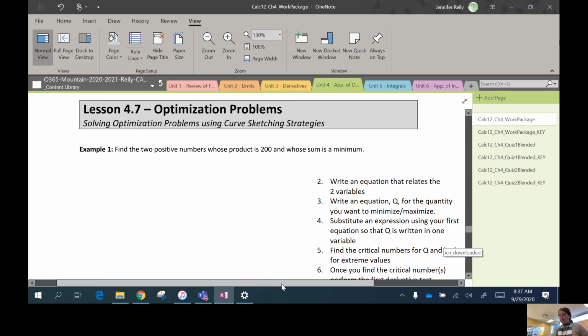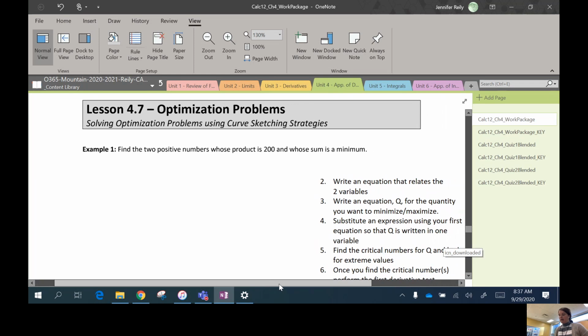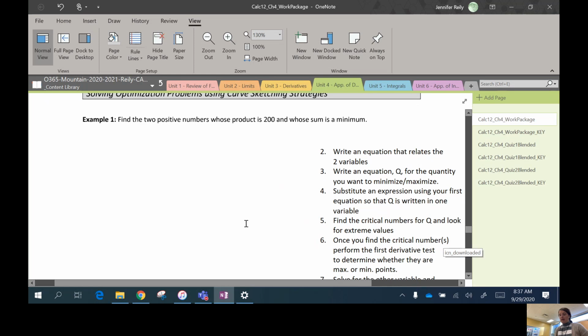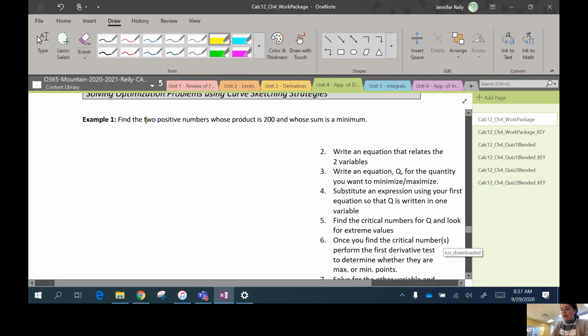Okay, so we're going to start with a really straightforward example here. We want to find two positive numbers whose product is 200 and whose sum is a minimum. So I'm given three pieces of information. I'm looking for two positive numbers. Their product must be 200 and the sum is a minimum.